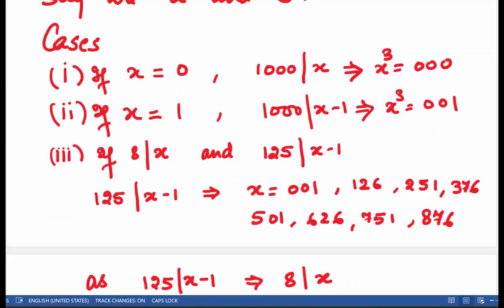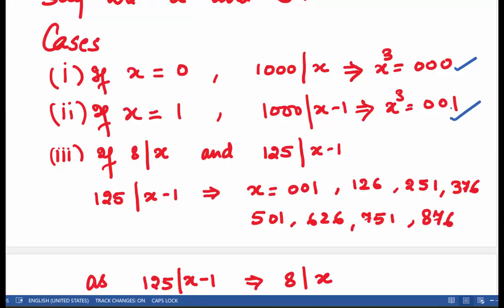First case, x is 0. Now this means 1000 divides x. So a number when squared will give us 000. This is automorphic. If we take x to be 1, 1000 will divide x minus 1, which implies x square is 001, last digit is 1.